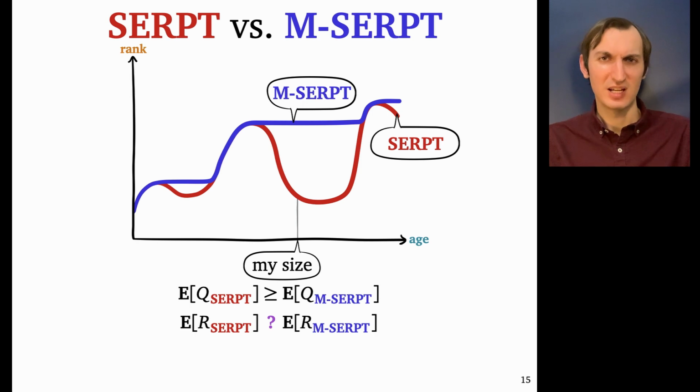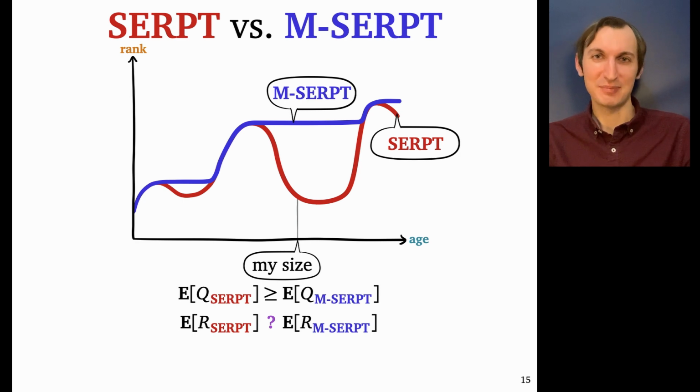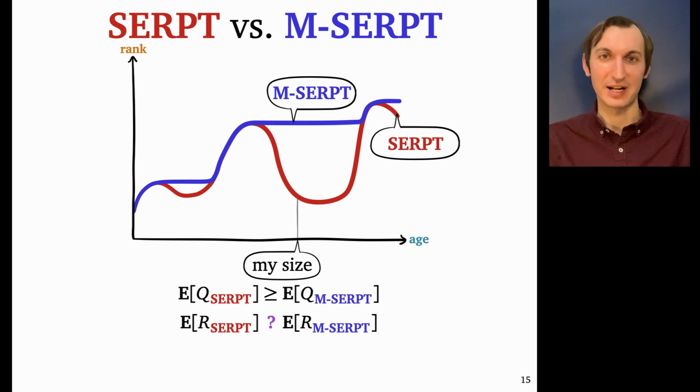So under M-SERPT, my rank only ever gets worse with age. It's very unforgiving, right? My rank goes up a little bit, it's at least that high forever until I exit the system. SERPT, on the other hand, offers an opportunity for redemption, right? My rank can go down again after it's gone up.